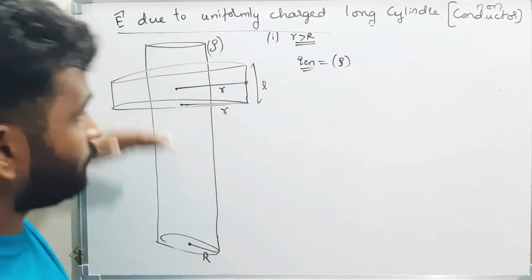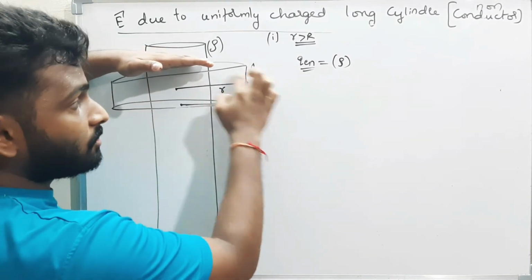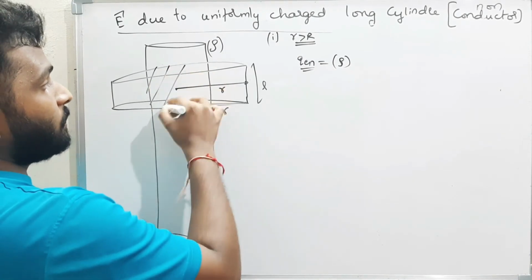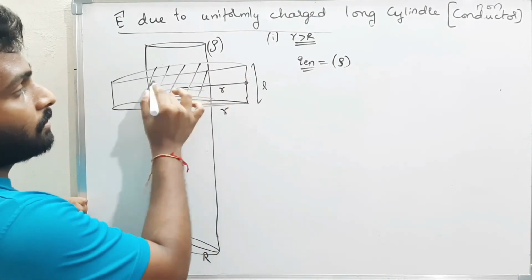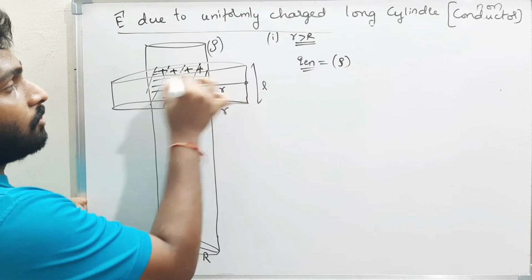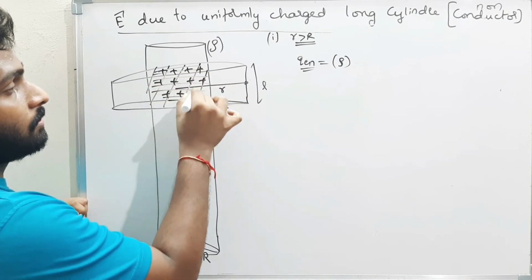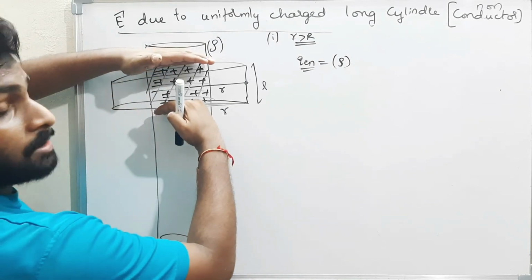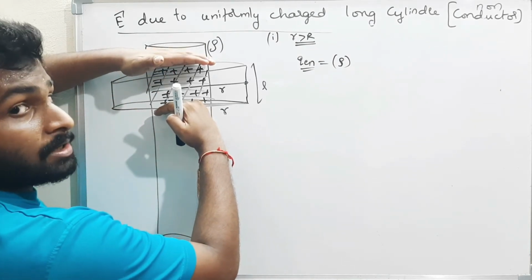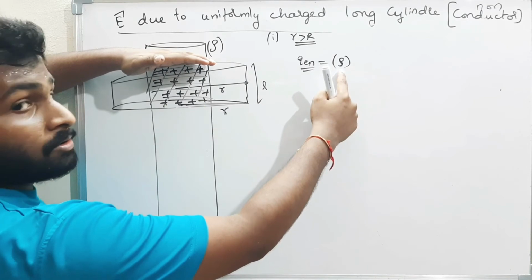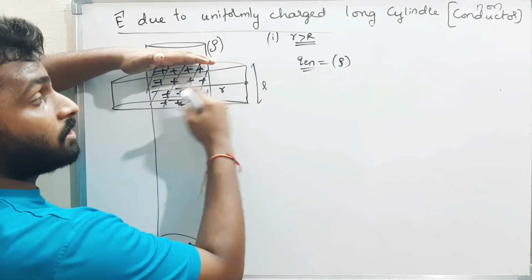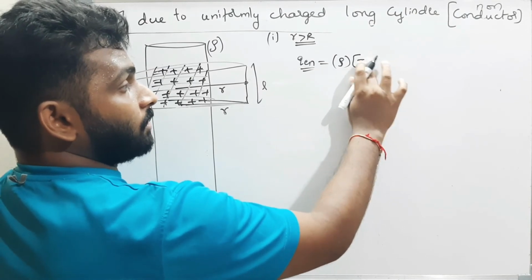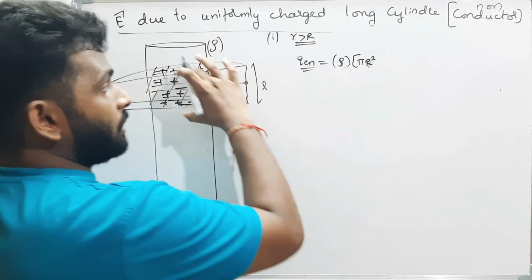That means if this much of cylinder is present inside this Gaussian surface, what is the charge present in this cylinder? The charge will be throughout the body, right? Now how much charge? I get the charge simply by multiplying rho into the volume. What is the volume present in this Gaussian surface? That is pi R square, that is pi capital R square, into the length, that is L.